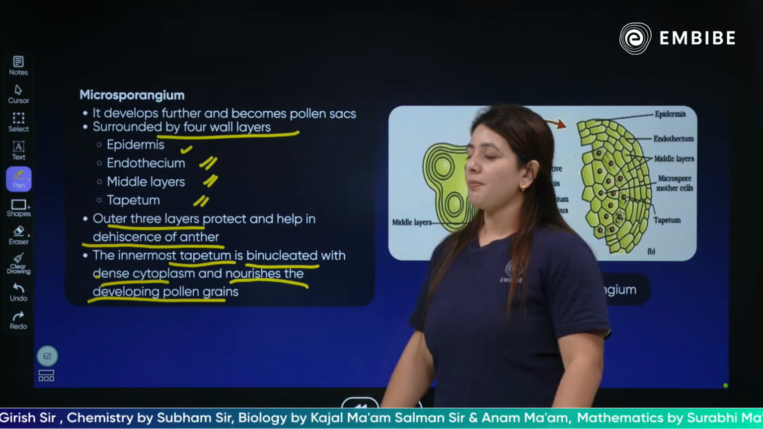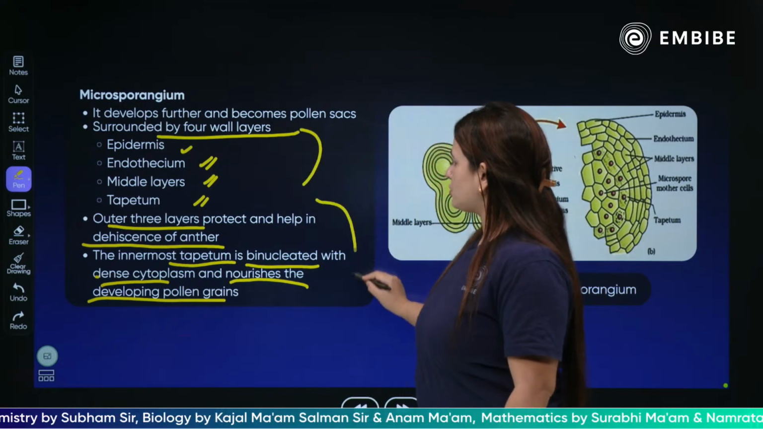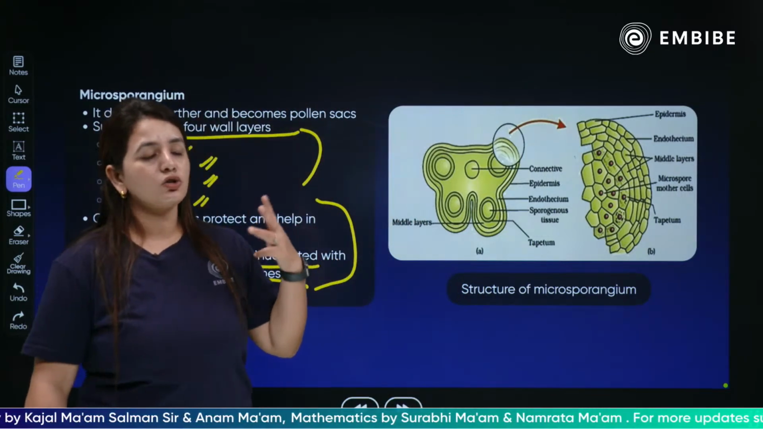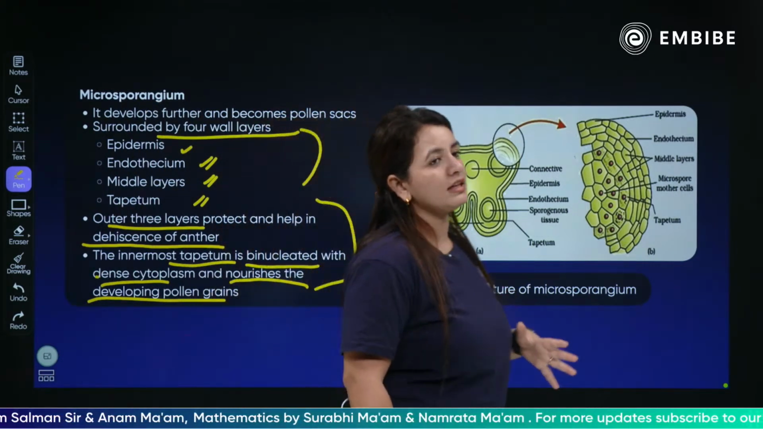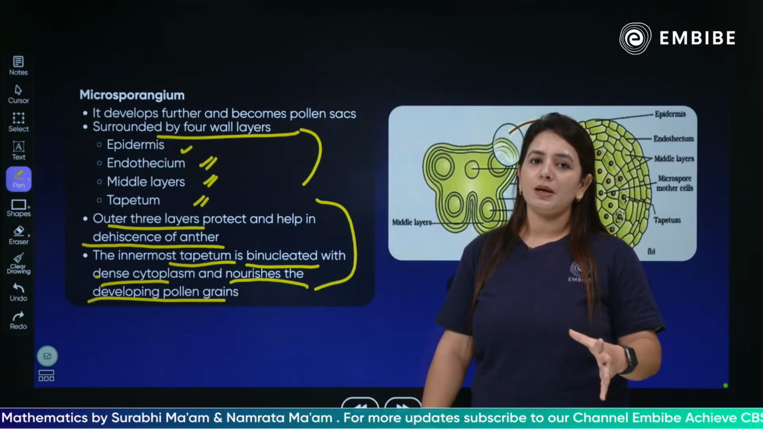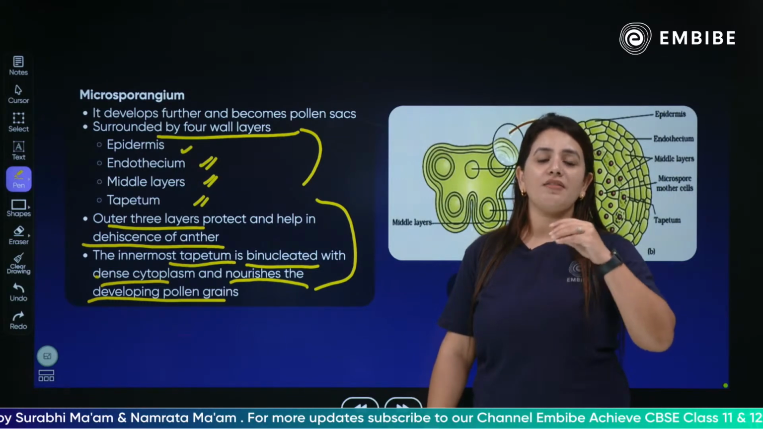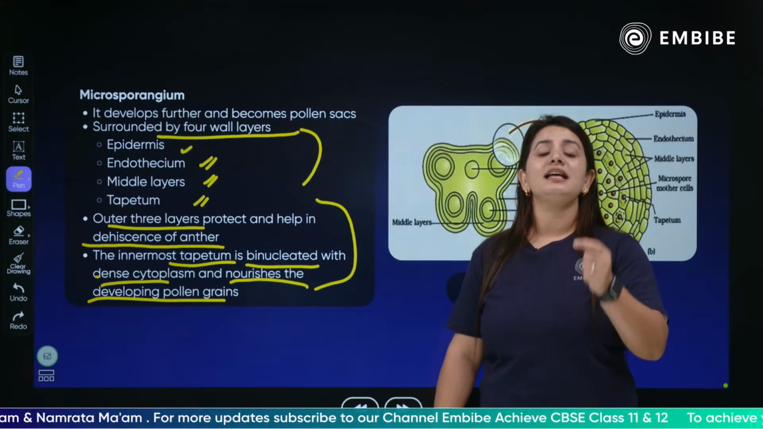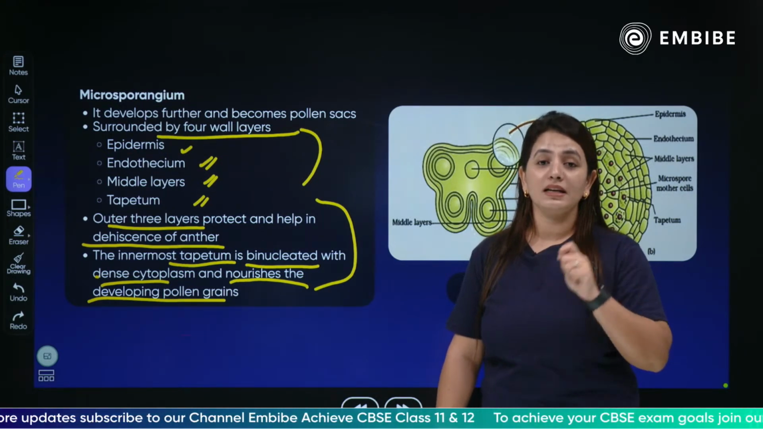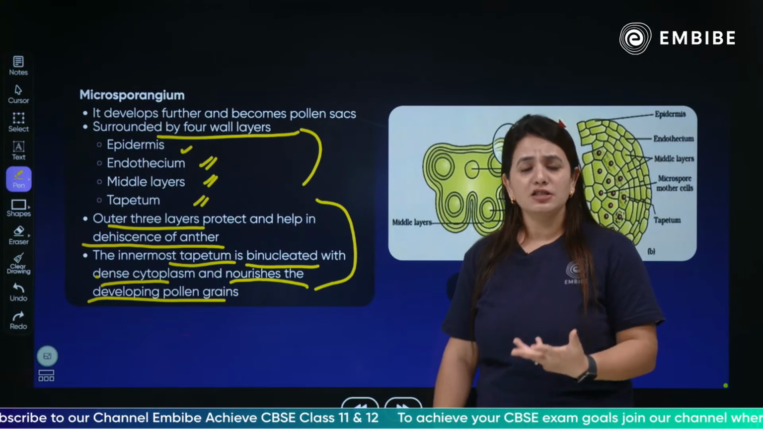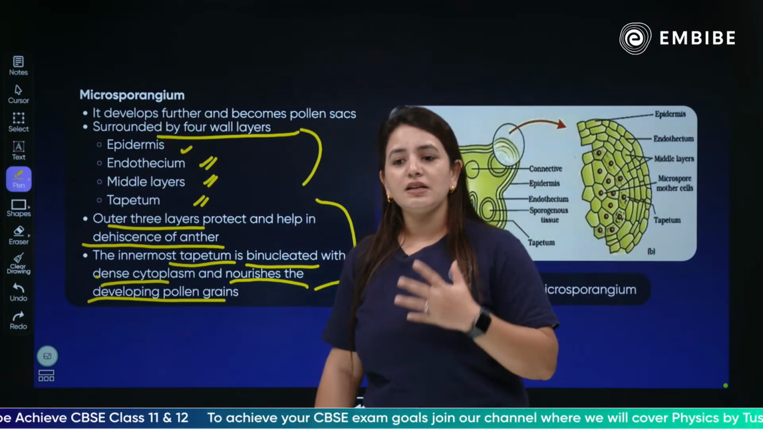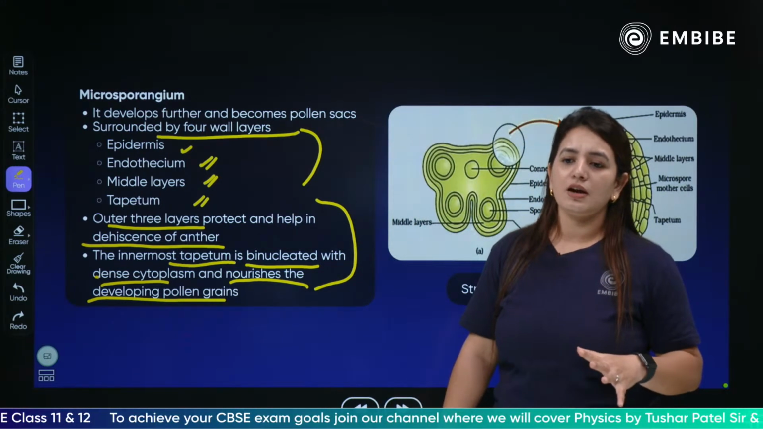Yes, please remember the 4 layers and their functions, children. Out of the 4 layers, 3 layers are totally for dehiscence and protection, and yet there is an innermost layer, the tapetum, which is binucleated and has a dense cytoplasm. It helps in the nourishment of the microspore or the pollen grain. Of course, it needs nourishment. This is the male gamete which has to be nourished. So the nourishment is provided by the innermost layer, the tapetum.